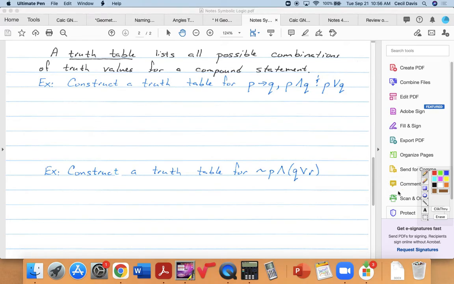So, for example, here we want P implies Q. First I need a column for just P and just Q. And I need to list all the different possible combinations that I could have for P and Q. And I'm going to leave lots of room over here because I'm going to fill this all in just a minute.